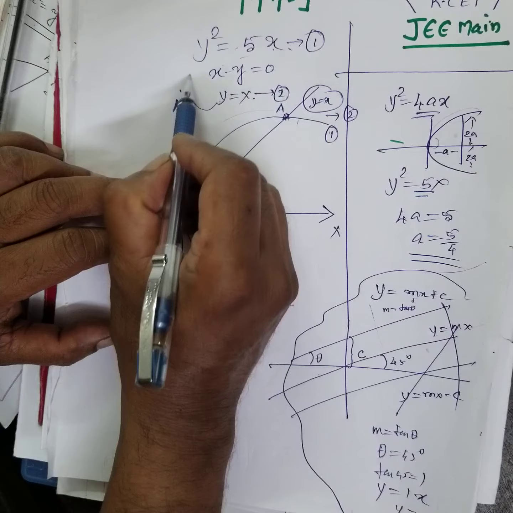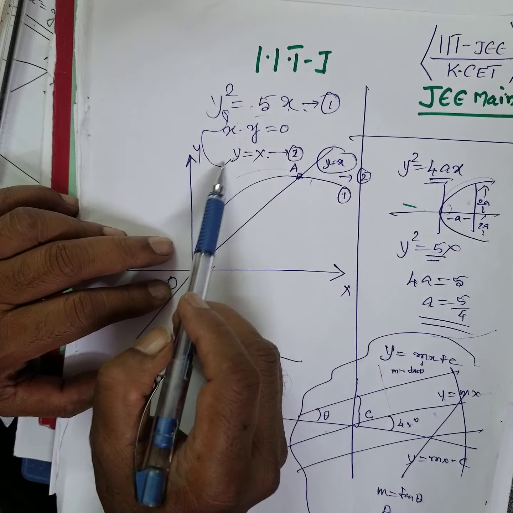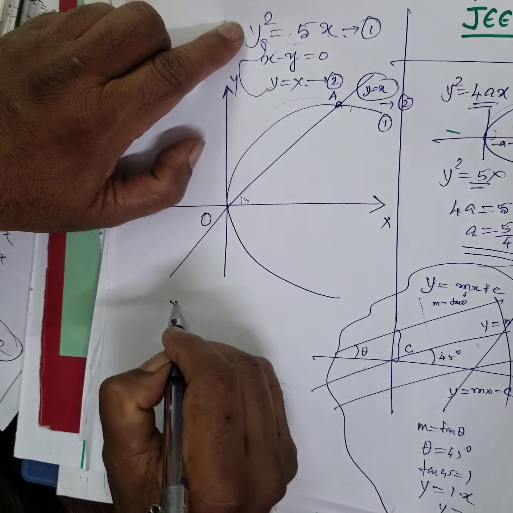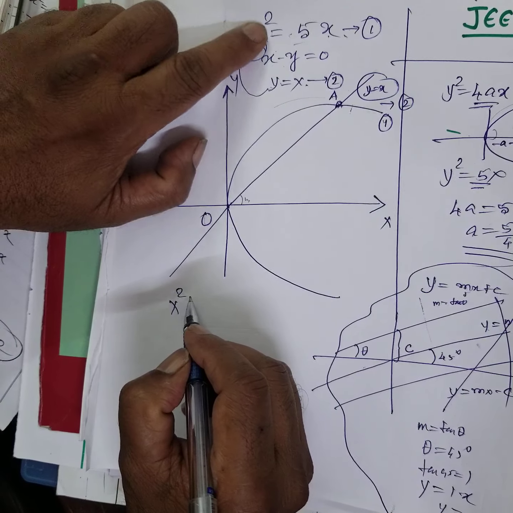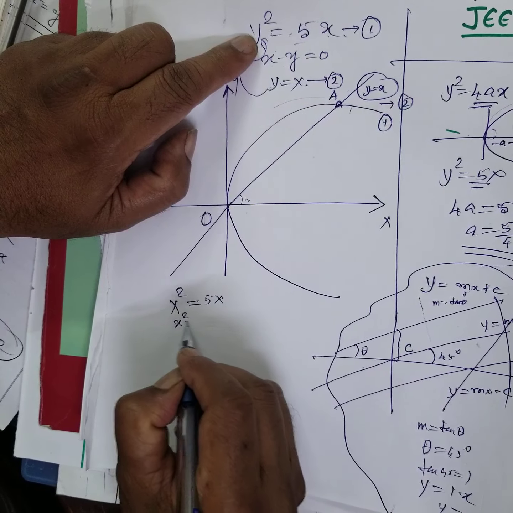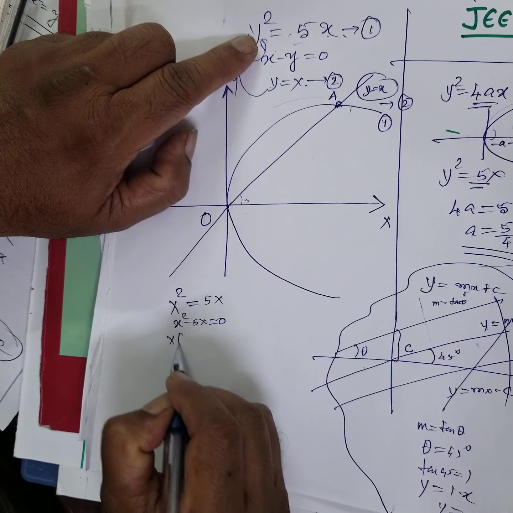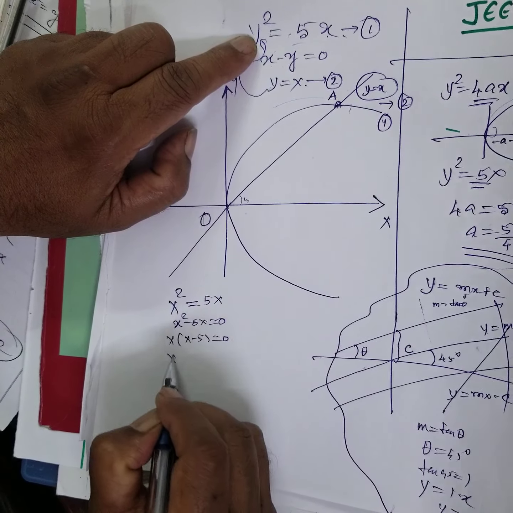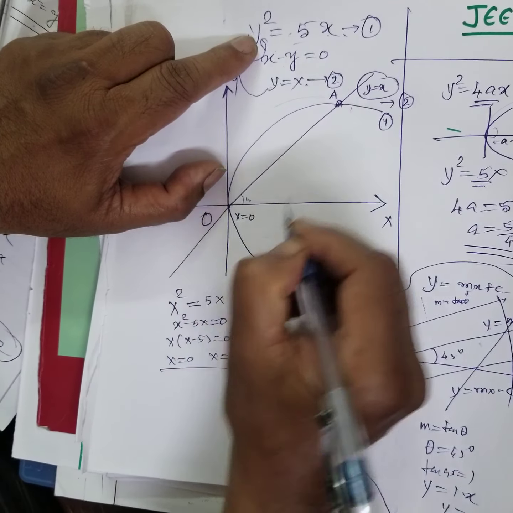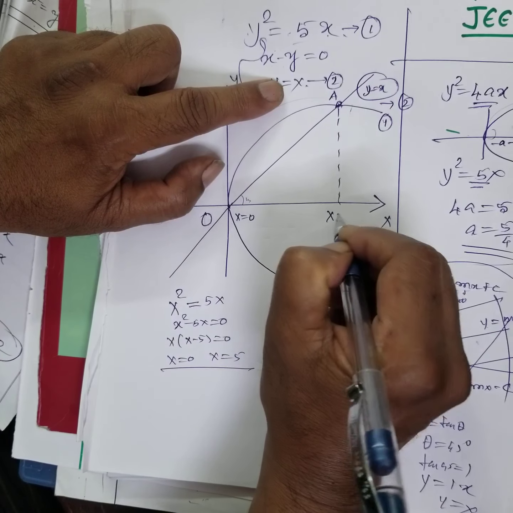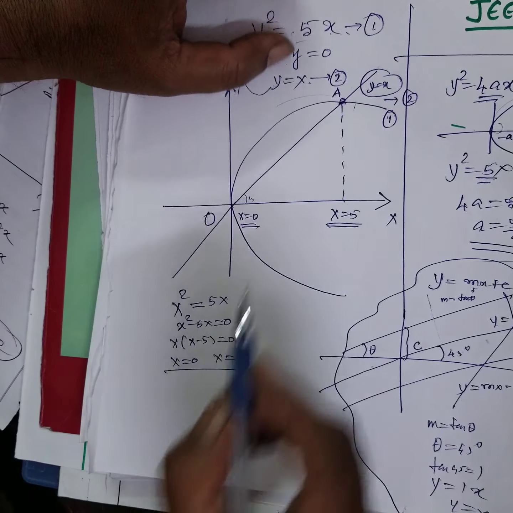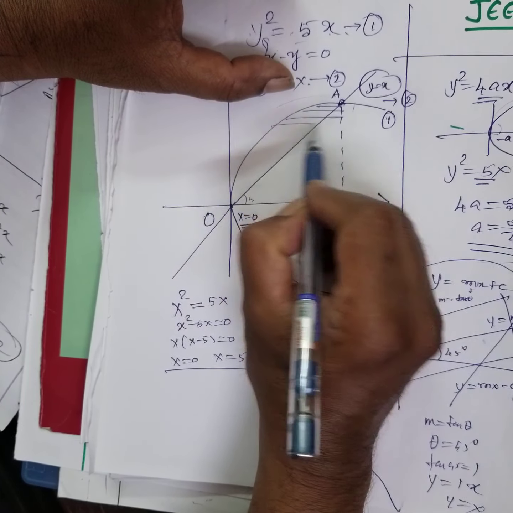I put y is equal to x here. What will happen? Solving, what do you get? y is equal to x, isn't it? Therefore, x square equal to 5x, or x square minus 5x equal to 0. If you take x common, x minus 5 equal to 0. Either x equal to 0 or x equal to 5, isn't it? Here x equal to 0 or what? x equal to 5. You can follow? Now what do you have to do? Find out this area.